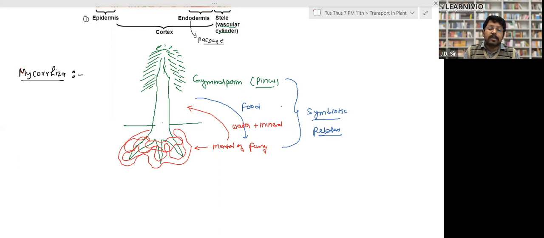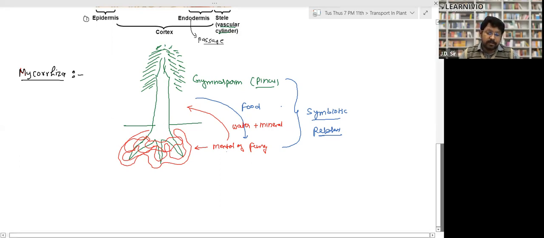Around the root, there are fungi. So fungi make a covering. This is the mantle of fungi. Mantle means the covering of fungi. So fungi make a covering around the root, and what does it do? It provides water and minerals to the gymnosperm. In return, the gymnosperm gives it food. So both are helping each other.